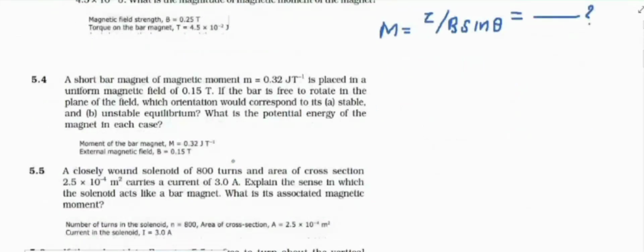Question 4. A short bar magnet of magnetic moment M equal to 0.32 joule per Tesla is placed in a uniform magnetic field of 0.15 Tesla. If the bar is free to rotate in the plane of the field, which orientation would correspond to its stable and unstable equilibrium? At stable equilibrium, magnetic moment and magnetic field are parallel, and at unstable equilibrium, these two quantities are anti-parallel. Then, what is the potential energy of the magnet in each case?